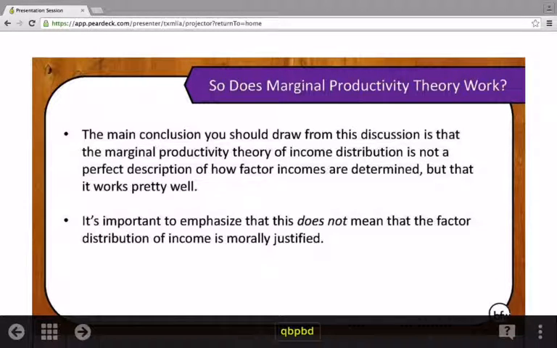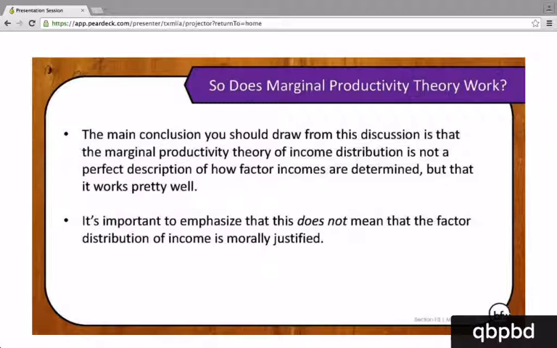So, does marginal productivity theory work? Well, yes and no. For the most part, we can probably agree that an employer would not willingly pay you a wage that is higher than your marginal revenue product. And this would imply that any two people of equal productivity should receive the same wage. However, we are not naive enough to believe that this is always true. And many people believe that the current distribution of income is unfair and immoral, and not entirely attributable to vast differences in productivity.